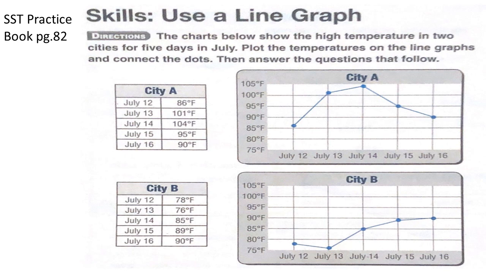So, first of all, you need to establish what the directions said. It said high temperatures in 2 cities for 5 days in July. I can see city A and city B in the table and on this graph as well. And then they want us to do 3 things. Firstly, you're going to plot the temperatures on the line graphs. Well, that's easy. I have a table. I just need to pick up those temperatures and jot them down using dots.